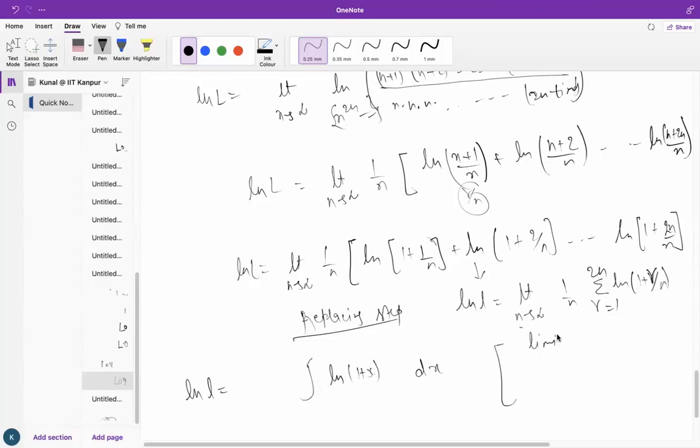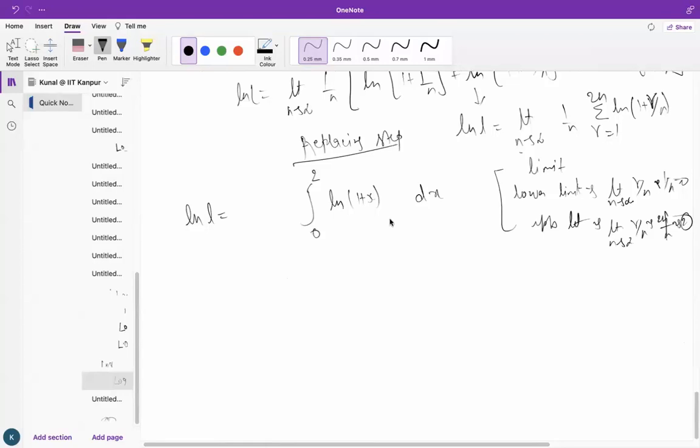Now it's time for the limit. So let's calculate the limit. I hope you'll all get this. The lower limit is nothing but the limit of n tending to infinity of r by n, where r is r lower, which is 1 by n, so it's 0. And the upper limit is the limit n tending to infinity of r by n, where r is r upper, which is 2n. So it will be 2. So we are integrating from 0 to 2.